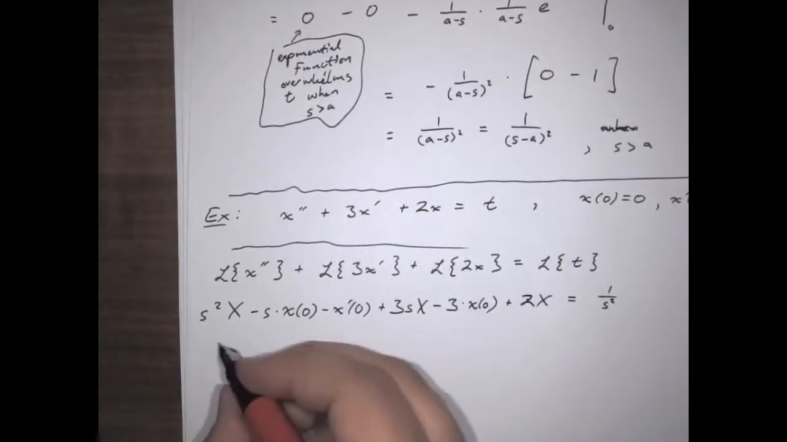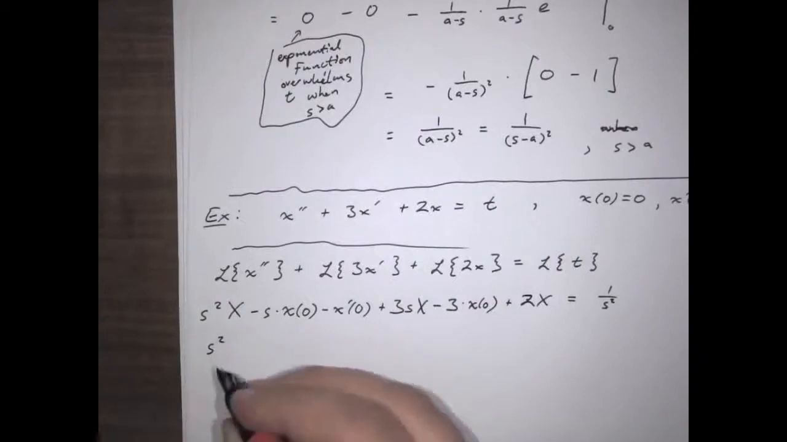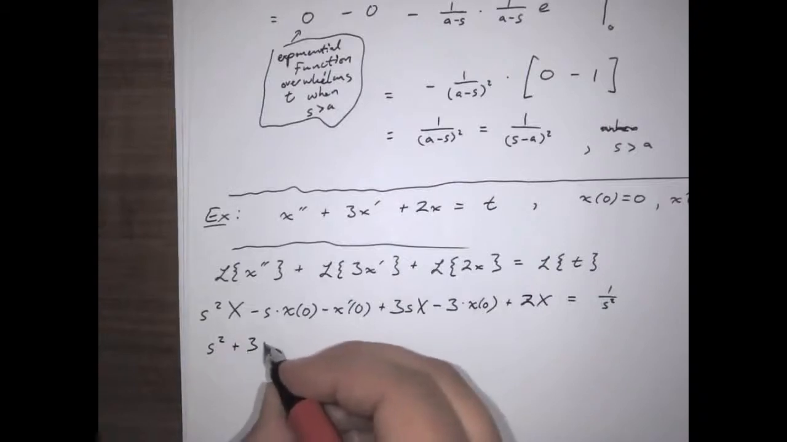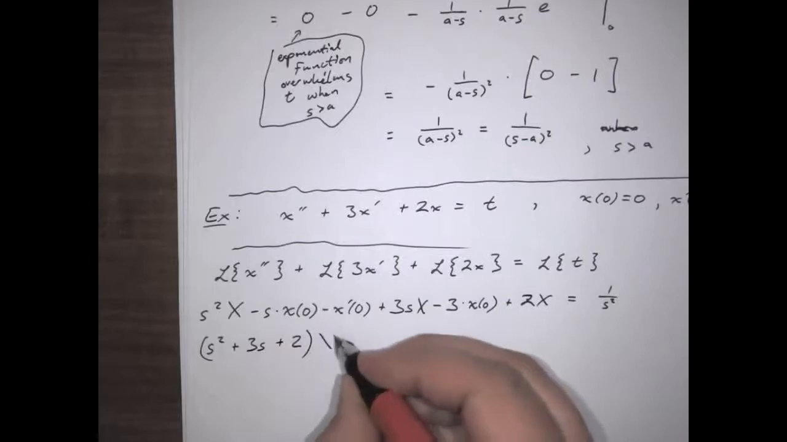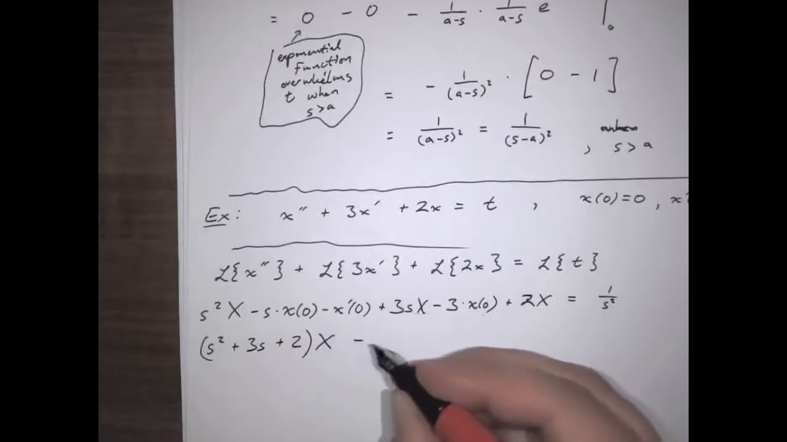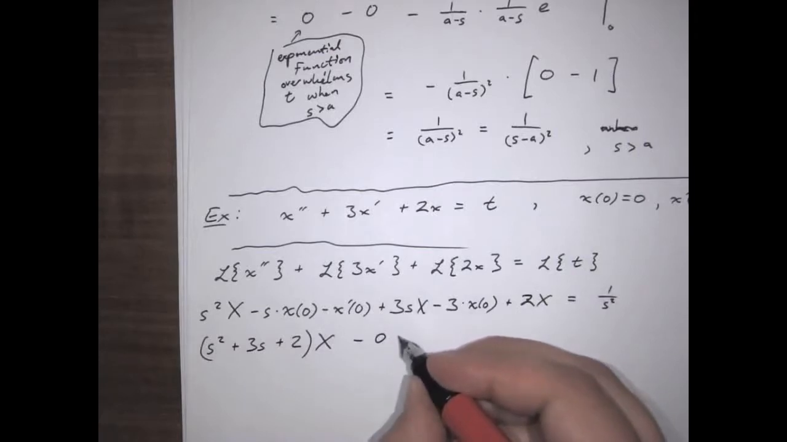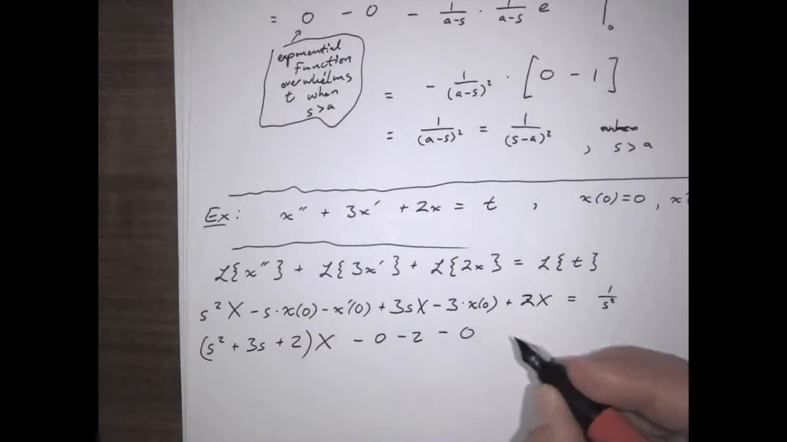So then what we've got here when we collect everything that shares the x is we've got s squared plus 3s plus 2, and just the x, minus x of 0 is 0, so it's going to be 0, minus 2, minus 0.